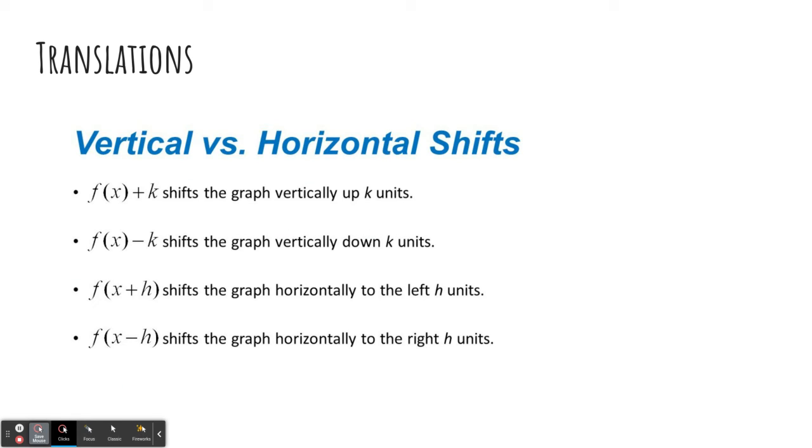The last transformation is translations. That is moving up and down or left and right. Basically, if we want to move up, we are going to add to the end. That's the plus k right here. If we want to move down, we are going to subtract.